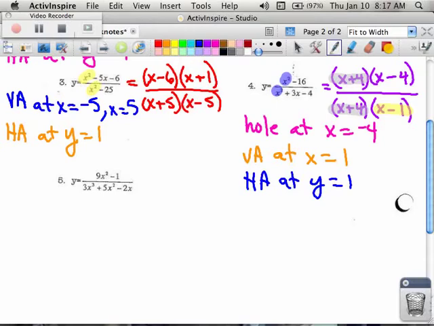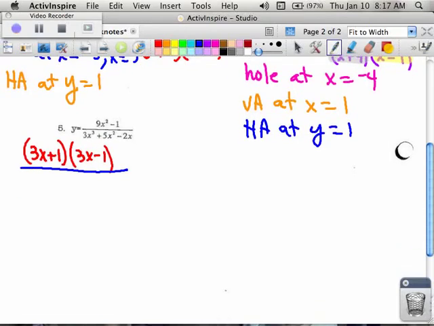Okay, in this last one, it's going to probably take me a couple steps. So the first thing that I notice in number 5 is that the top factors into the difference of two squares, which would be 3x plus 1 and 3x minus 1. But down below, before I get trapped, what I notice is there's a common factor of x, because x goes into everything. So as I look at that, I got to remember to pull out the x first.